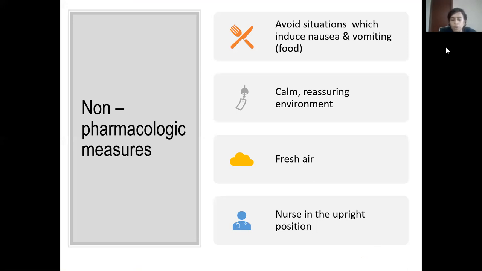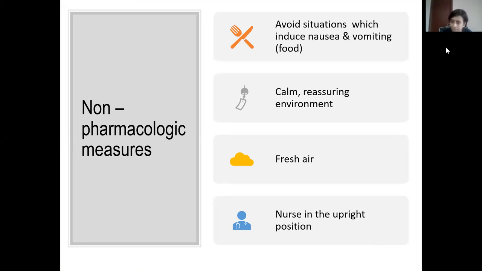So what are the non-pharmacologic measures? All very, very simple things. Like what all we do when we have nausea and vomiting? We will definitely not go near offending smells from the kitchen, right? We don't want to smell anything from the kitchen when we have nausea and vomiting. So avoid situations which induce nausea and vomiting.